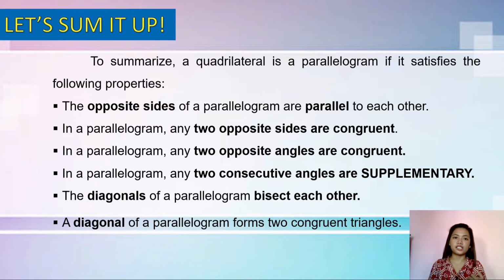So we have opposite sides. Two opposite sides are parallel. What else? Those two opposite sides are also congruent. Now, let's talk about the angles. Two opposite angles. So, kapag opposite, automatic congruent.